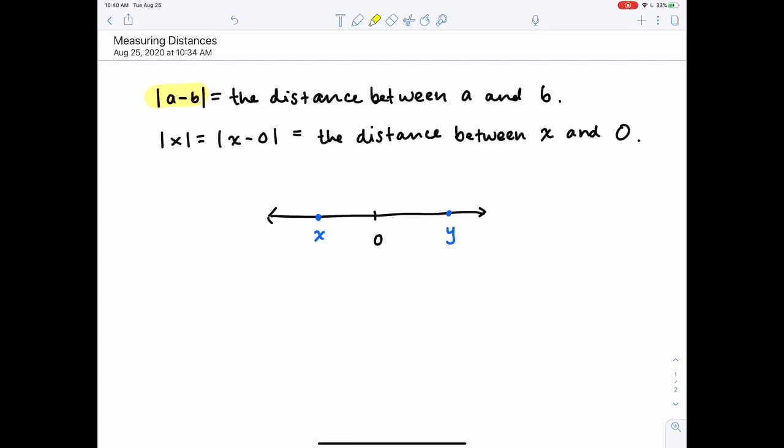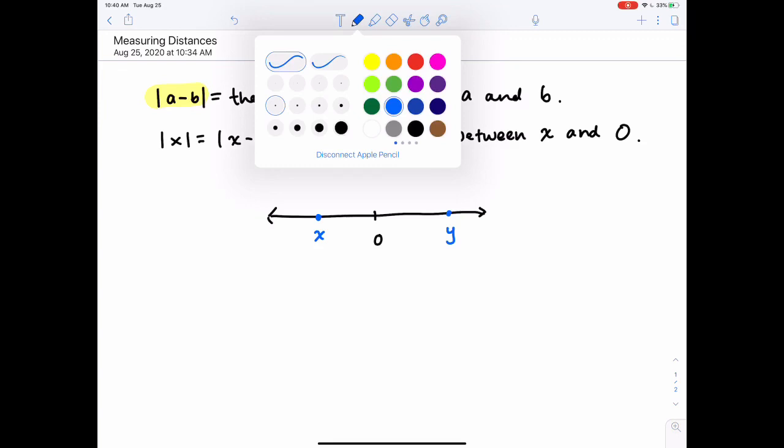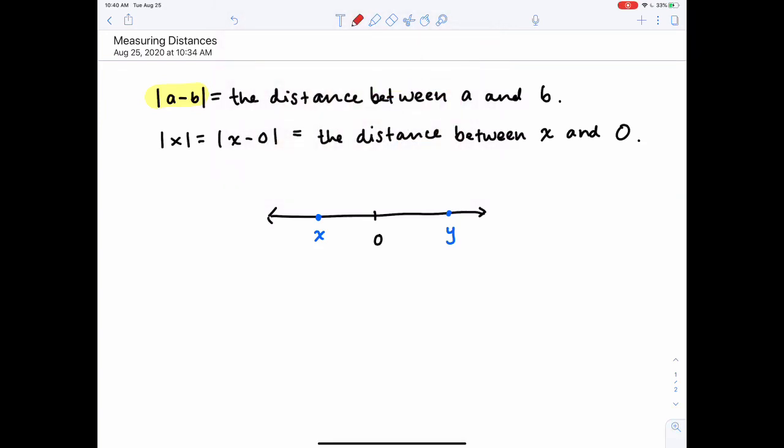If you have the absolute value of just one number, the absolute value of x, you can think of that as the distance between x and 0. So here is my number line. I've got x on it, and I have some other real number y, and we're just saying that this distance right here is the absolute value of x, and this distance is the absolute value of y.